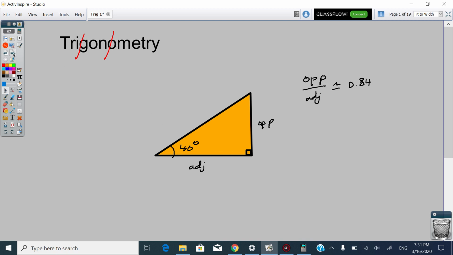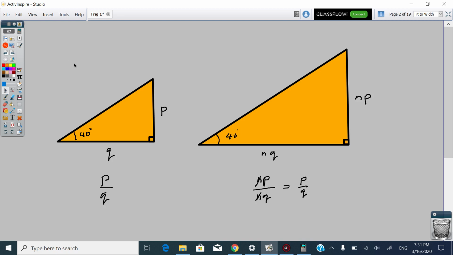So we pursued this a little bit further, and we said that if we have this little triangle, for example, with two sides, the opposite and the adjacent, label them as P and Q, and let's say that we scale it up to get a similar triangle where this angle is also 40 and this is a right angle. So there are two 40s and two 90s, meaning that the two triangles are similar. In that case, it would be a scaling up. So this side would be a multiple of Q and this side would be a multiple of P.